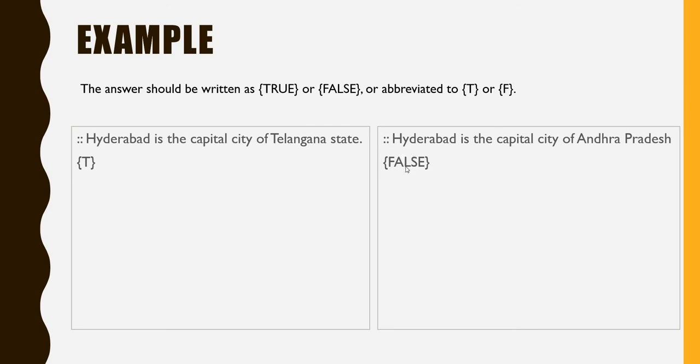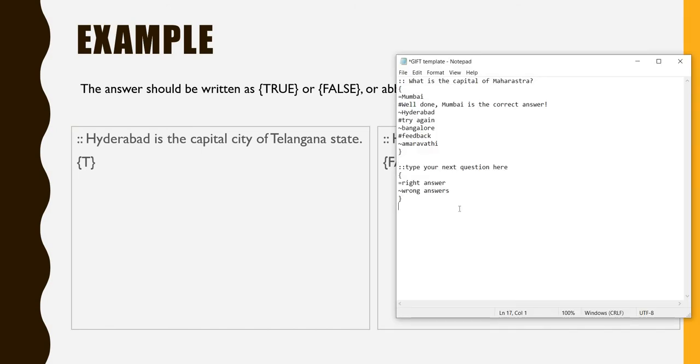Similarly, the other way of doing it: Hyderabad is the capital city of Andhra Pradesh, flower bracket open, and then in the brackets just write either false, or you can just give the abbreviated form F, and then close the flower brackets. So let us do it in practice then. Okay, this question is ending here. Take a new line and once again a new line.